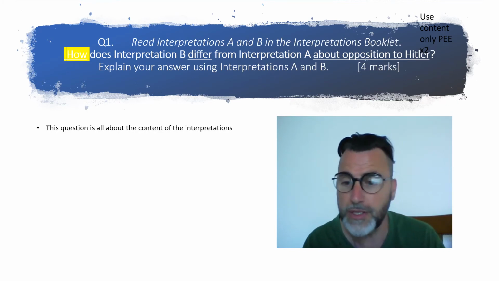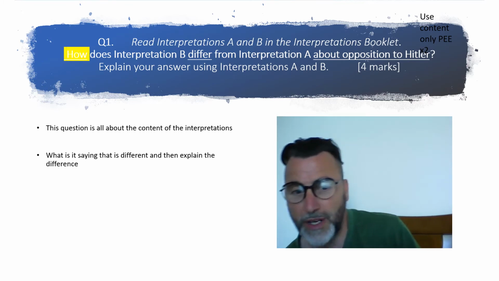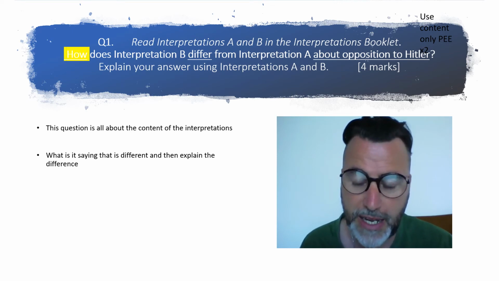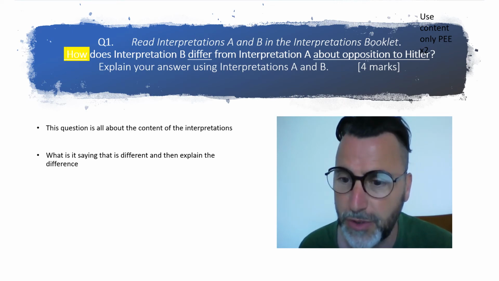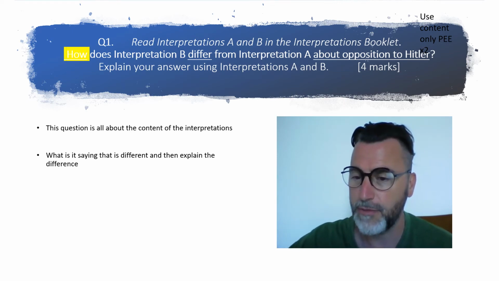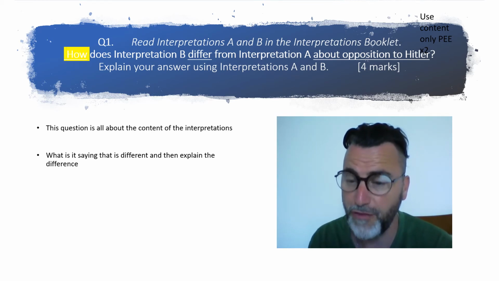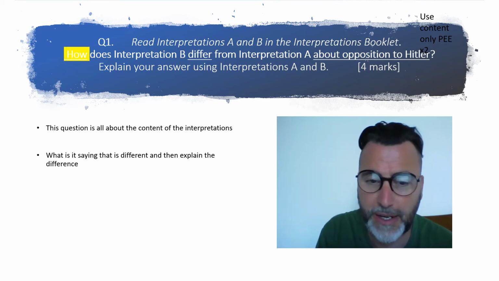The question is all about the content and the interpretations. What it is saying and what is different, and then explain the difference. In interpretation A, it says that everybody loved Hitler and he was great, whereas in interpretation B, it says everybody hates Hitler. That's a difference. Yeah, this is different because one loves it. You've got to explain it.